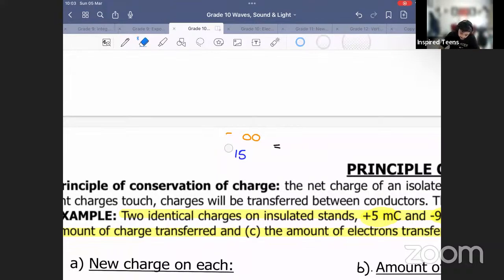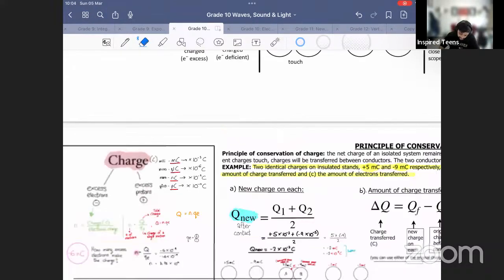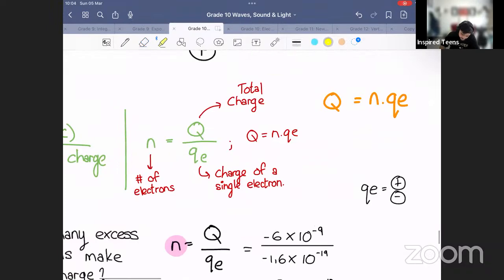So I was eloquently explaining that this here is the number of electrons, while this is the total charge, and this is the charge of a single electron. So we're taking the total charge and dividing it by the charge of a single electron. There are multiple electrons that create that charge. When you divide it by the single charge of an electron, you get the total number of electrons.